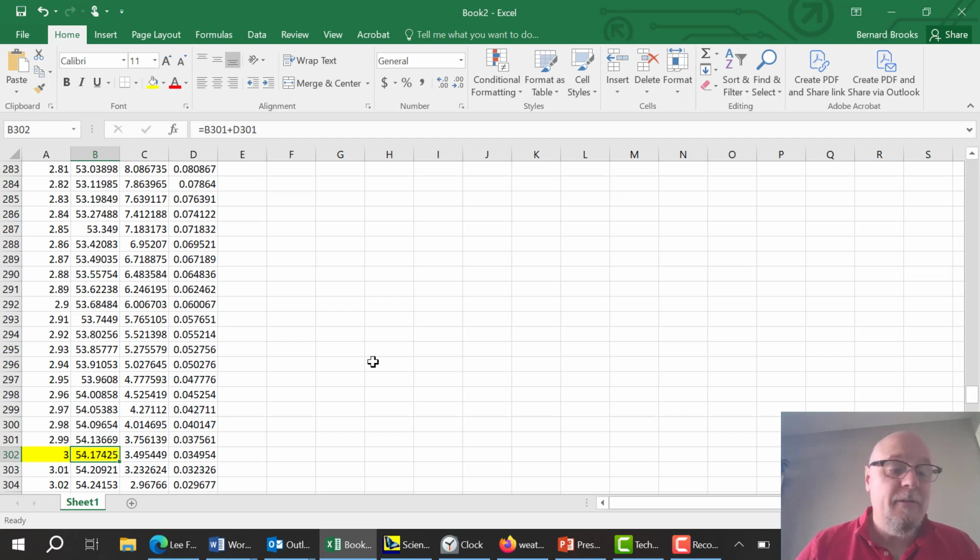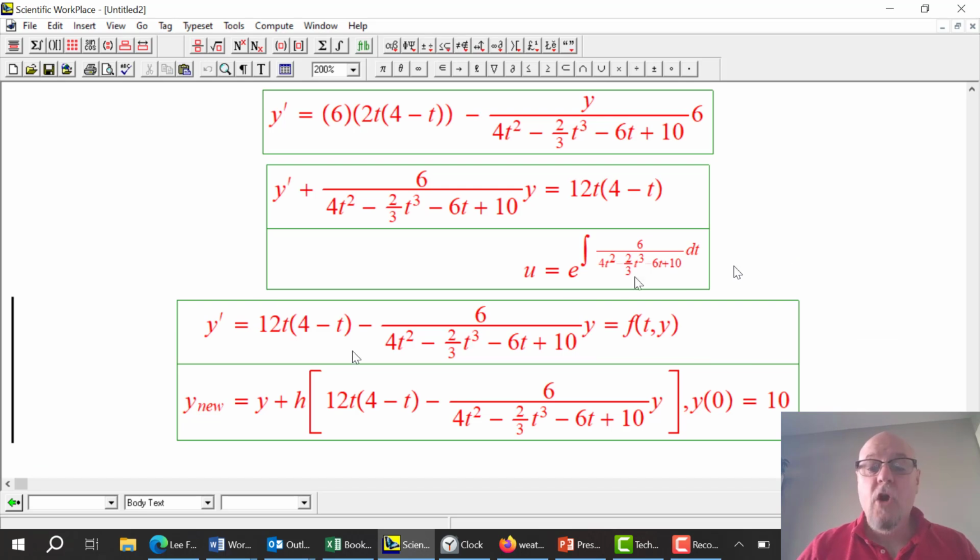Is there exactly 54? No, because we solved it numerically, but probably super close. Again, this is not how I would solve this exactly, or solve it on a test or quiz this way, but it's a way we can get a real answer.